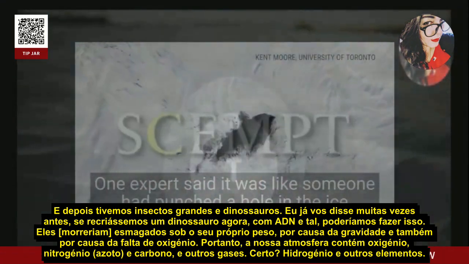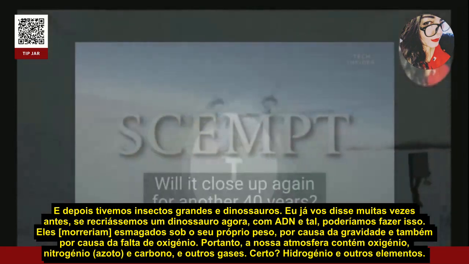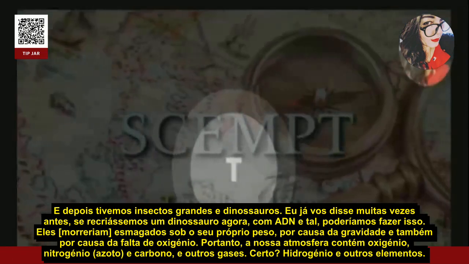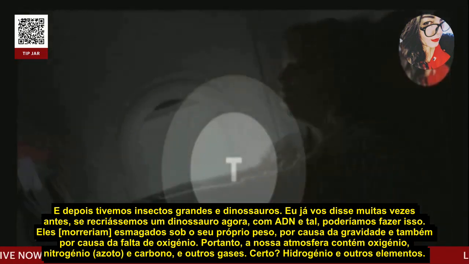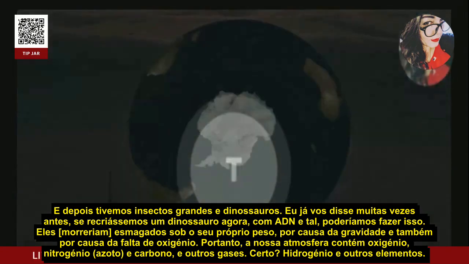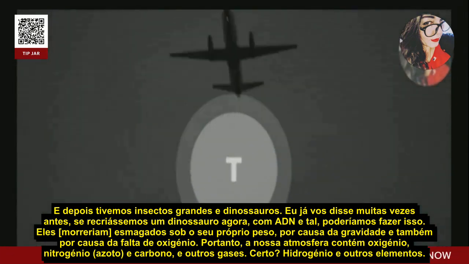And I've said this many, many times before. If we recreated a dinosaur now, like Elon's like, yeah, we got DNA, because we could do that, right? They would crush under their own weight. And it's because of the gravity, but also because of the lack of oxygen.